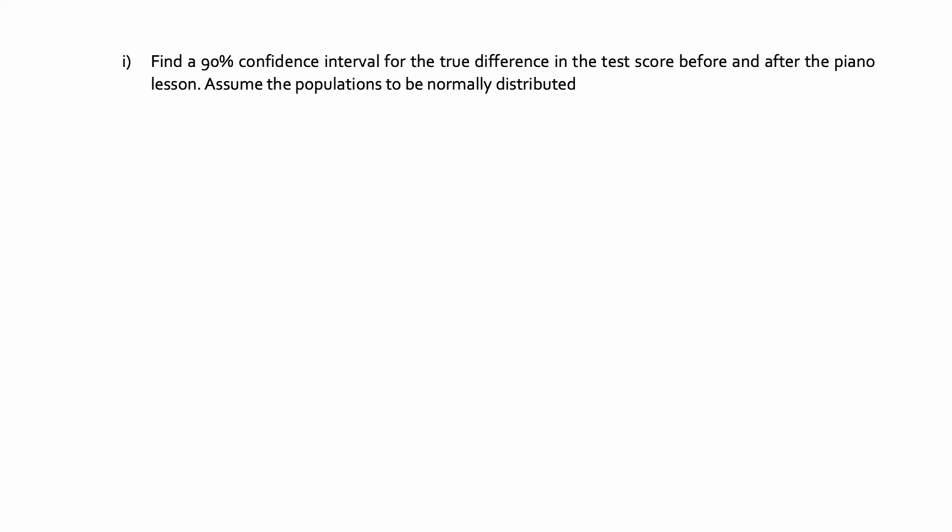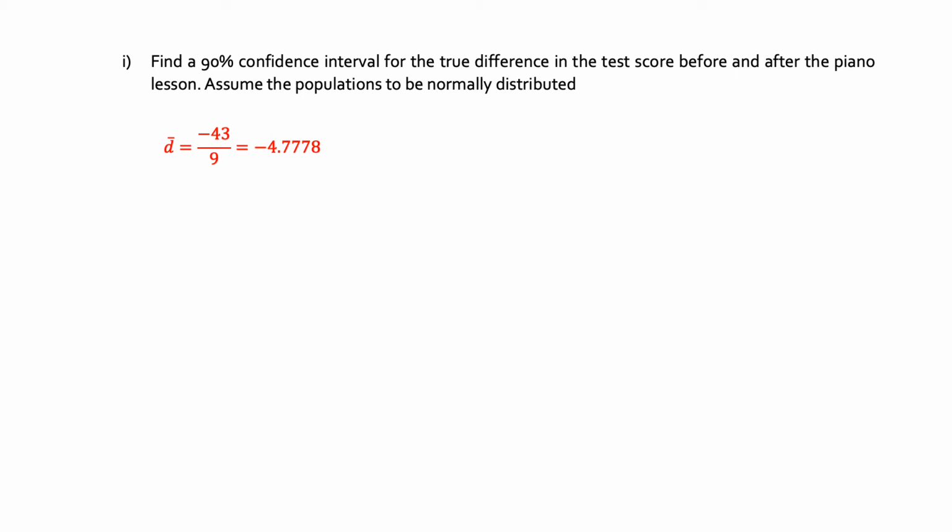Then the question is find a 90% confidence interval for the true difference in the test score before and after the piano lesson. Assume the populations to be normally distributed. First calculate the D bar. So the formula for D bar is equals to negative 43 over 9, summation of D over N.